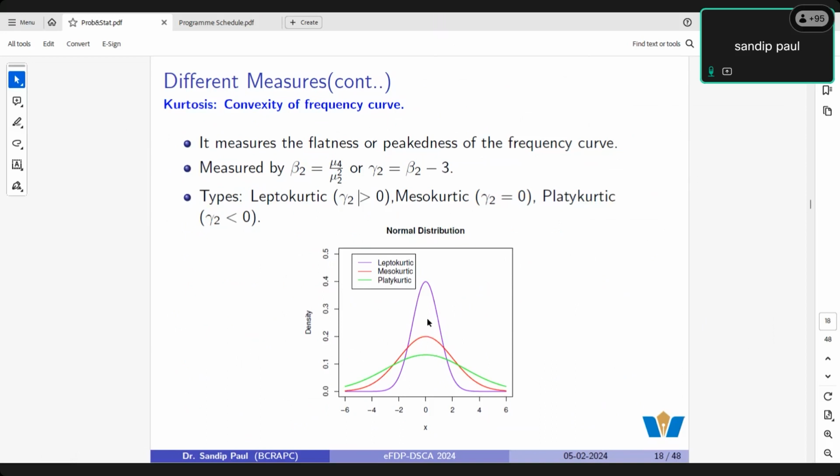That means its kurtosis is small, or it is less than 3. So here, for the red color, the kurtosis is 0. If you calculate the coefficients, you will get gamma 2 equal to 0 for the middlemost curve, the mesokurtic curve. But in case of the leptokurtic curve, it will be greater than 0, and for the platykurtic curve, it will be less than 0.